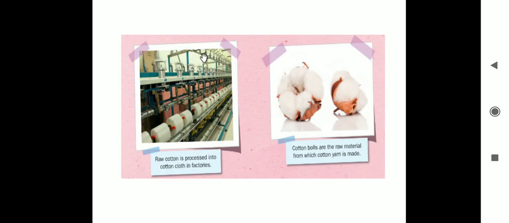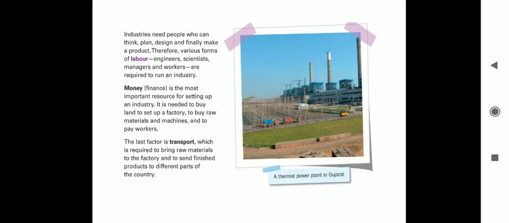Now coming to the next. Industries need people. I repeat, industries need people who can think, plan, design, and finally make a product. It is a very important factor to be kept in mind. Without people, even for running machines, people are required. So this is very, very important. Industries don't get set up on their own. It is all the effort of the people.